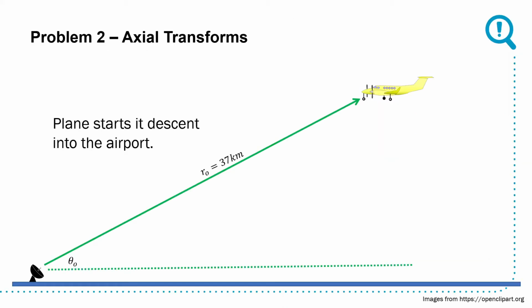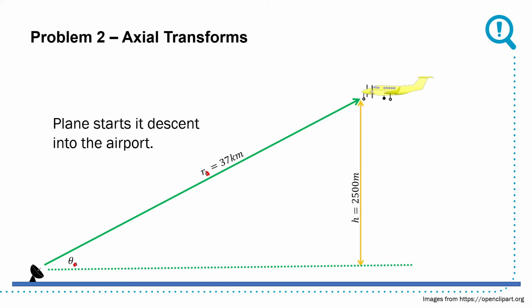Second one is axial transforms. Lots of questions about this also. A plane starts its descent into the airport. It's a distance, and I'm actually going to scratch out the r naughts here and the theta naughts. I'm just going to call it r. r is equal to 37 kilometers. Theta is equal to something.